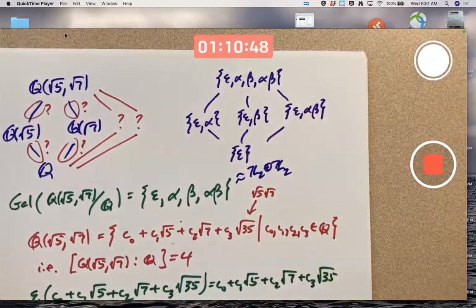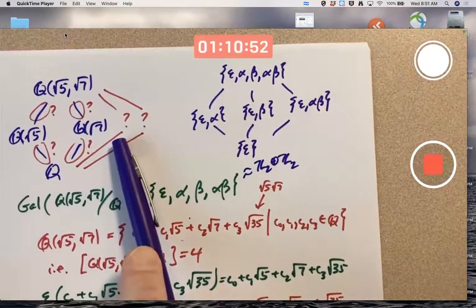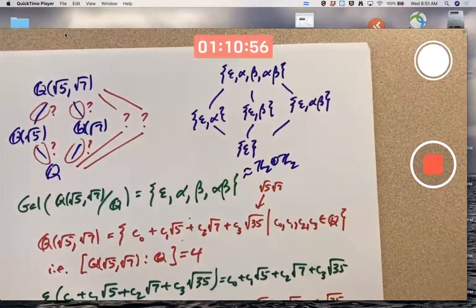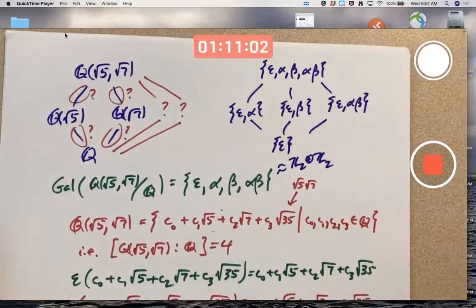To figure out what the other field is in this tower of fields that I have not mentioned yet, I would have to figure out fixed fields for these subgroups of the Galois group. But we're out of time, so we'll do that on Friday.